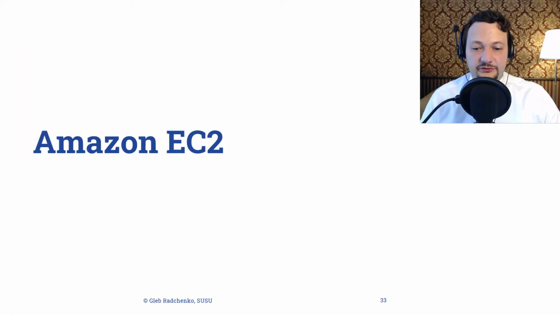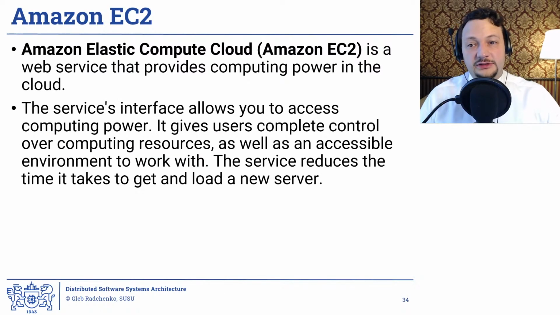Let us discuss the capabilities of Amazon Elastic Compute Cloud. What is it and how can you use it in your everyday life? Amazon Elastic Compute Cloud is a web service that provides computing power in the cloud. And if you would like to create your server somewhere that should be available to a lot of users, you can use Elastic Compute Cloud. The service interface allows you to access computing power. It gives you complete control over the resources and the accessible environment to work with them.